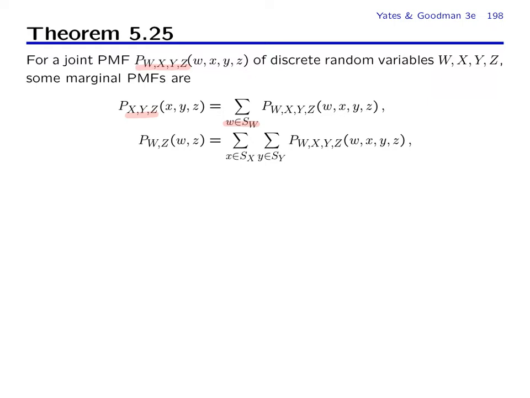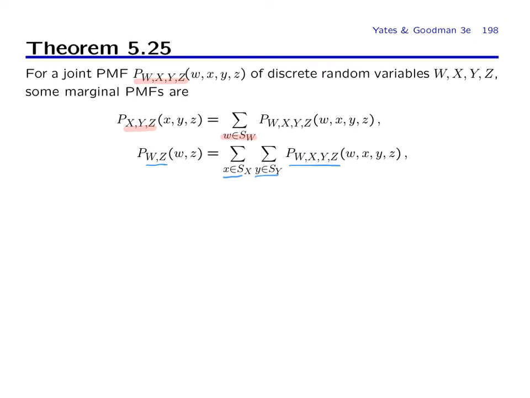So this idea generalizes in the sense that if, for instance, we're only interested in random variables W and Z, then we can sum the joint PMF of W, X, Y, and Z over both X and Y, right? And we're left with a PMF of the random variables we're interested in. So this is a generalization of our earlier idea that if we had the joint PMF of X and Y, you could find the PMF of X by summing over all Y the joint PMF of X and Y.